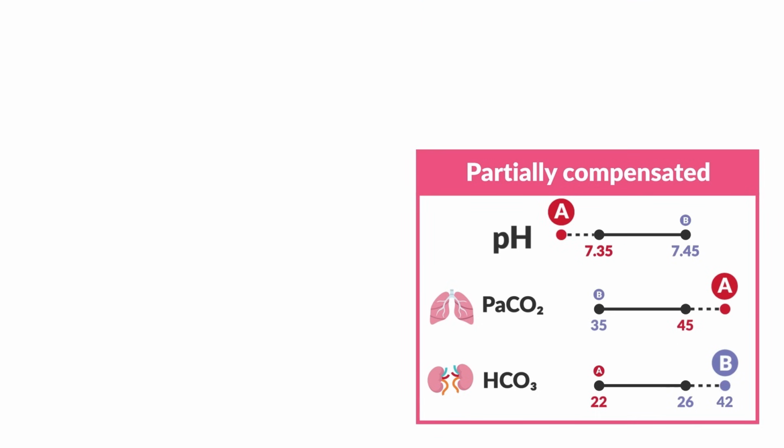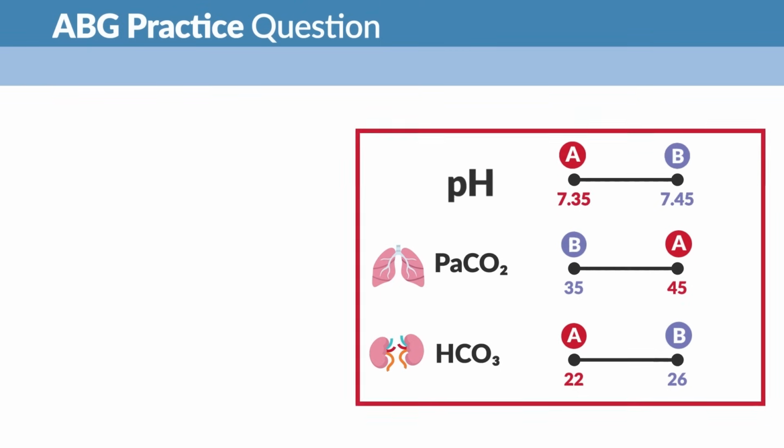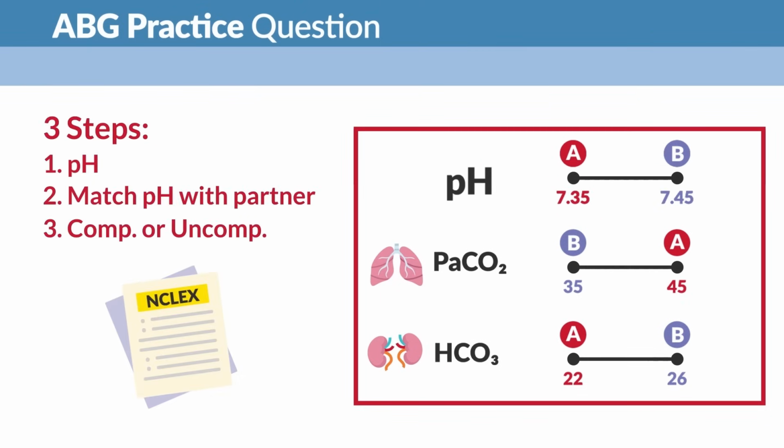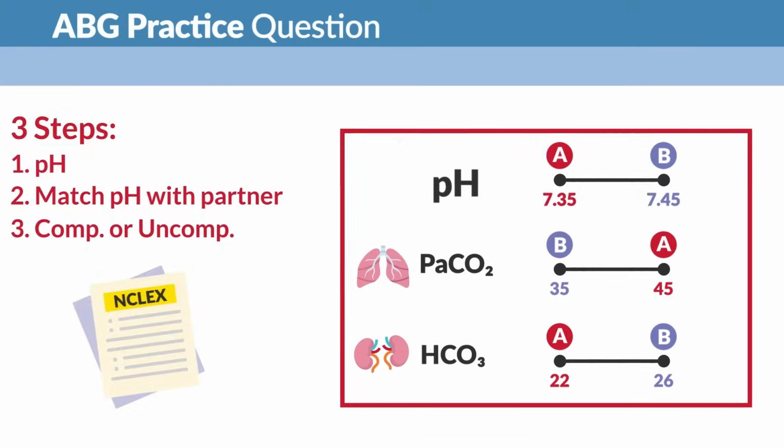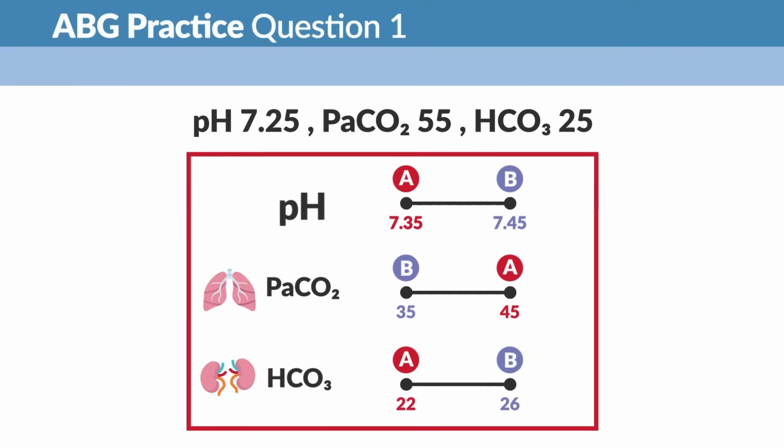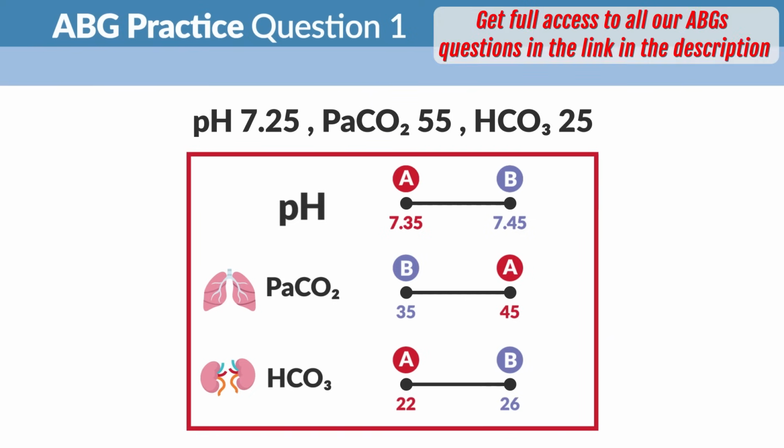All right, now for our ABG practice questions. So using our 3 steps, let's break this down. ABG practice question number 1 here. We have a pH of 7.25, a PaCO₂ of 55, and an HCO₃ of 25. So using our marching band suit, let's break this down. Step number 1, starting with pH because it's primary.